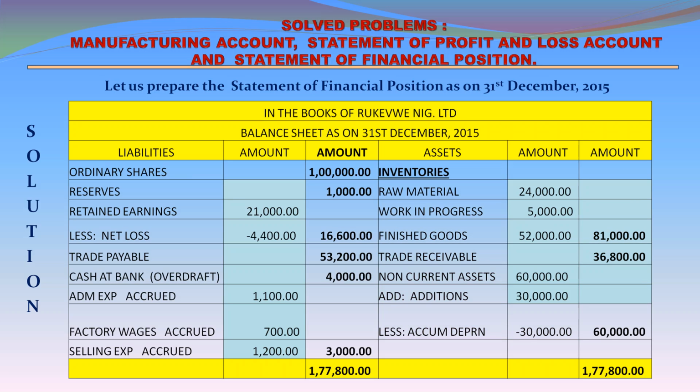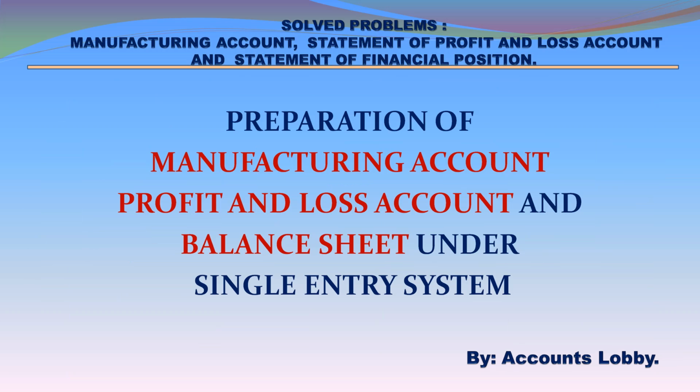117,800. On the liability side, ordinary shares 100,000, reserves 1,000, retained earnings previous year balance 21,000, less net loss 4,400, net retained earnings 16,600, trade payable 53,200, cash at bank overdraft 4,000, admin expenses accrued 1,100, factory wages accrued 700, selling expenses accrued 1,200, total expenses accrued 3,300, total liabilities 177,800. Recap.